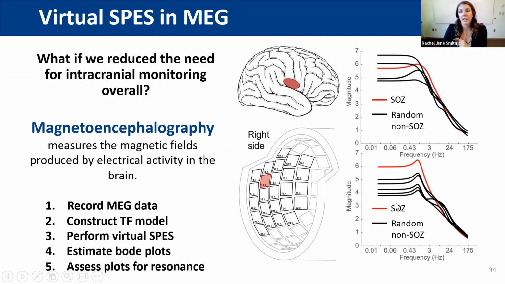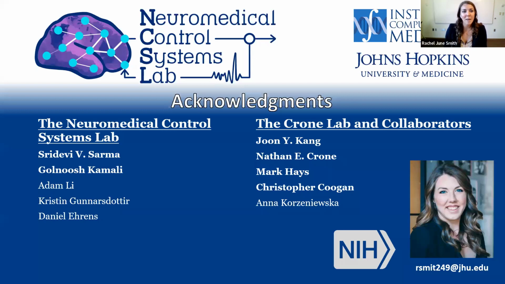The seizure onset region is the red, and then I just picked randomly 4 other channels that were non-seizure onset. And you can see that they have different dynamics. I'm not trying to imply anything about this patient, but it's more just that we can virtually stimulate and look for Bode plots, look for resonance in Bode plots in MEG data, which is going to be really exciting. And with that, I'd like to thank you for your time. I'm happy to answer any questions.